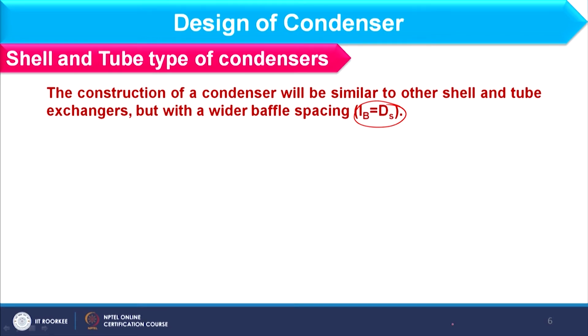Now, here we will not follow the guideline for baffle spacing, that baffle spacing should be equal to 0.221 into shell dia. Here we will consider baffle spacing equal to shell dia, right. When I am considering condensation in shell side. If condensation is in tube side, shell side should be designed normally, okay.